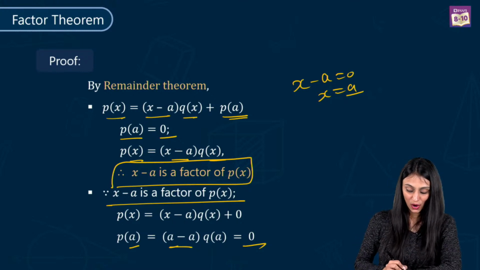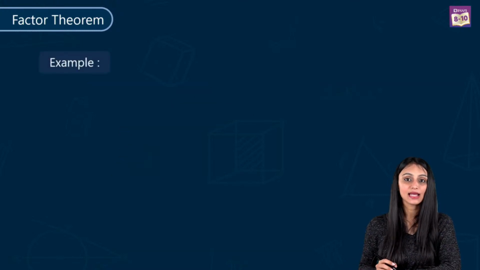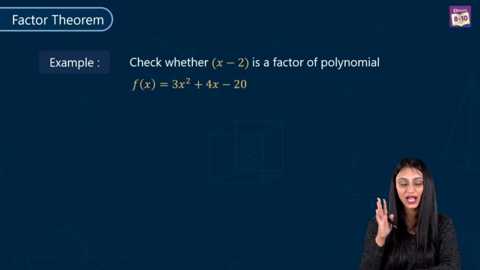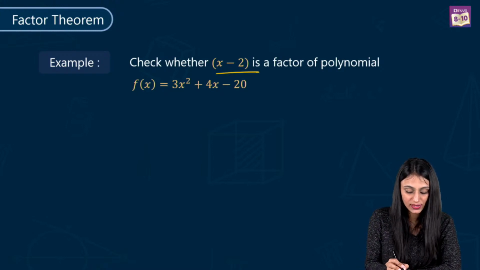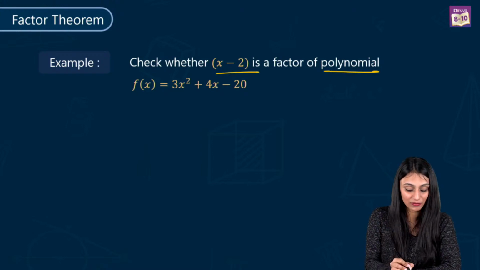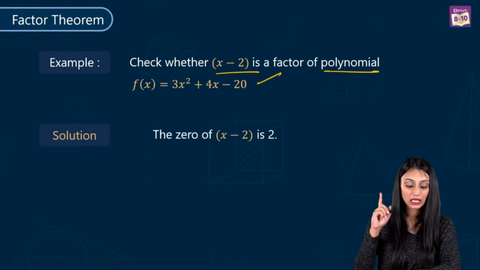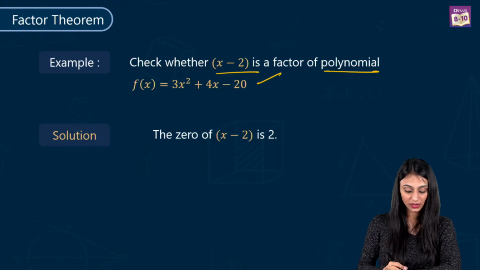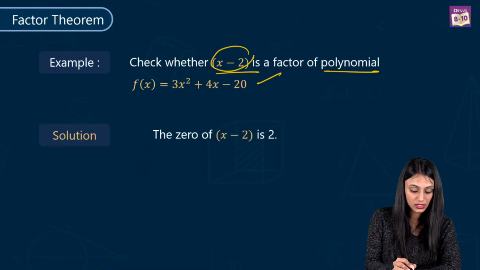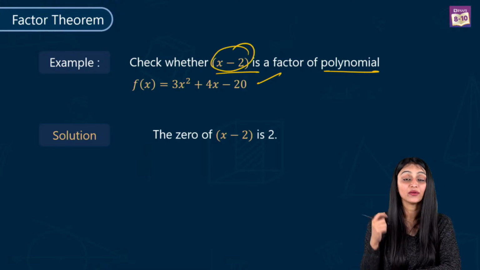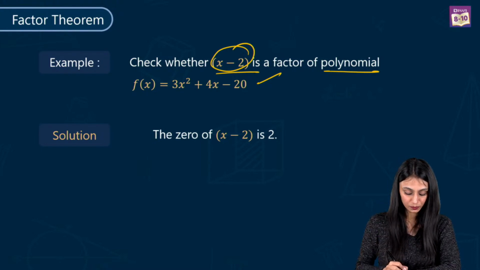Alright. Okay. So, now let's take an example to understand the factor theorem. So, we have to check here whether x minus 2 is a factor of the polynomial. This is the given polynomial that we have. Now, to check this out, what we need to do is, first, since we have to check whether it is a factor, let's find out the 0 of this. So, I'll equate this to 0. What do we get? We get the value of x as 2.